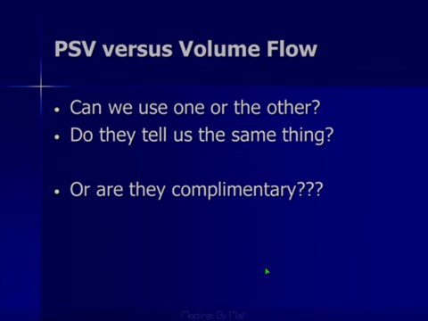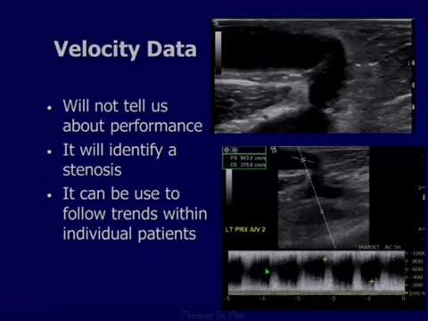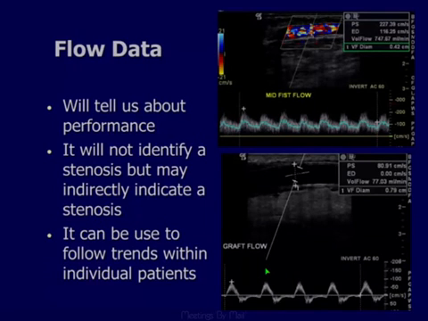Now, volume flow, velocity. Can we use one or another? Are they telling us the same thing? No. They're telling us different things. They are complementary pieces of information. The velocity data is going to tell us not about long-term performance, but whether or not we've got a stenosis, and it's going to clue us into that stenosis, and the velocity data we can use to track an individual patient. The volume flow data is going to tell us about long-term performance.